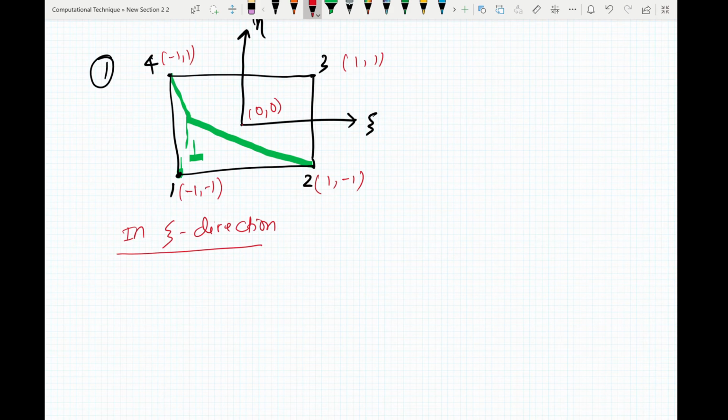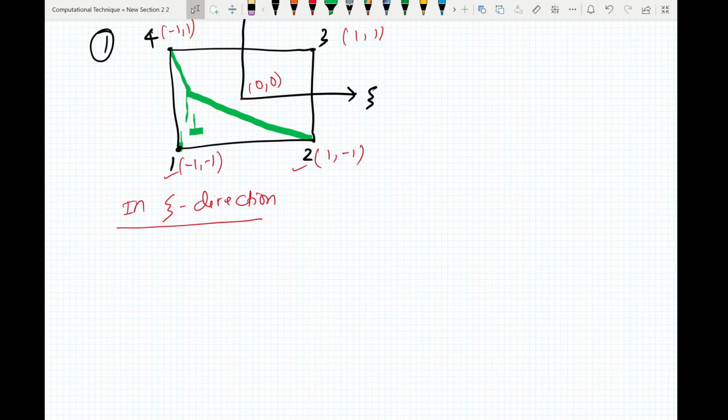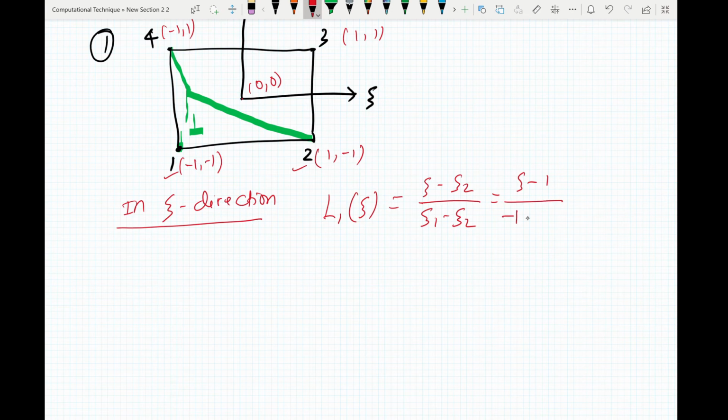So in the xi direction we have point 1 and point 2. This is kind of like a bar element. This is linear with node 1 and 2. So for the xi direction, your equation L1 in form of xi will be equal to, you can write here directly that (xi minus xi2) by (xi1 minus xi2). So this will be equal to xi minus, what's xi2? Xi2 is 1 and then xi1 is -1 and then we have -1. So this equals 1 by 2 (xi minus 1).